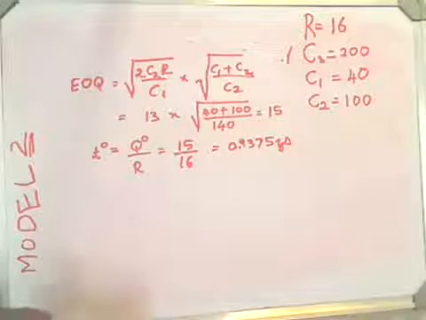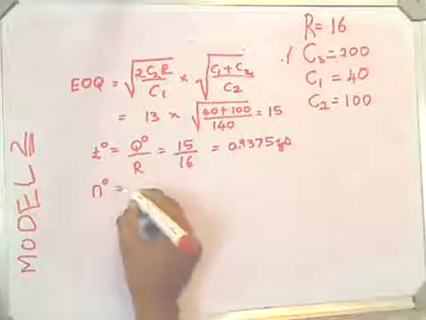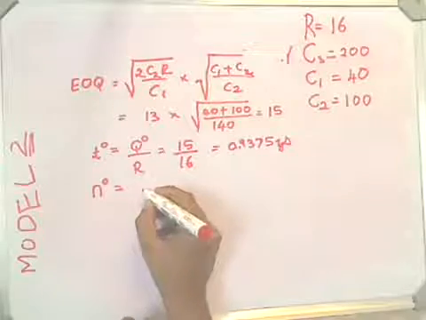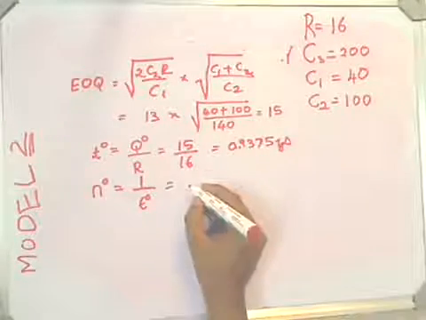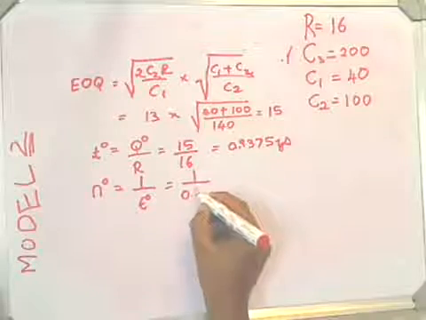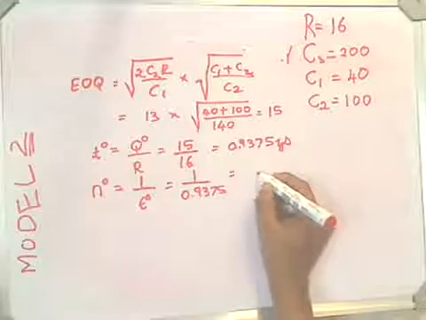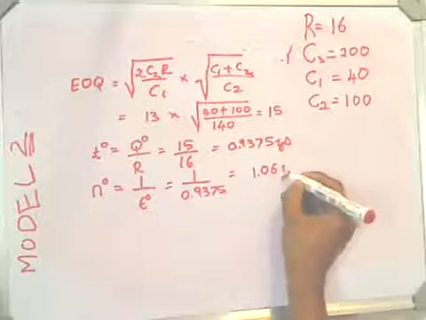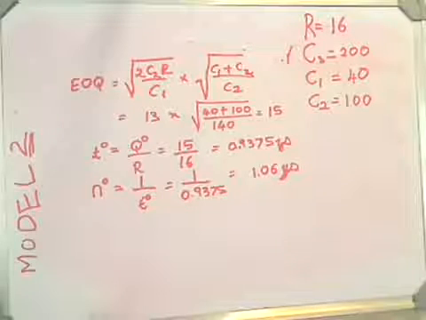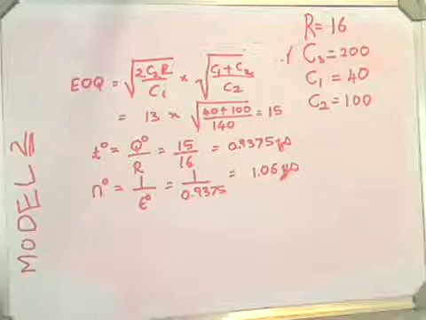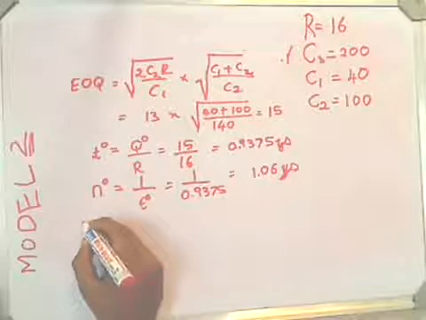And then frequency of replenishment. Now this is given as N naught. N naught would be equal to 1 divided by T naught. 1 divided by T naught is nothing but 1 divided by 0.9375. And this should give me 1.06 years. Okay. And now coming to the other ones that get a little bit lengthier, the minimum average cost.